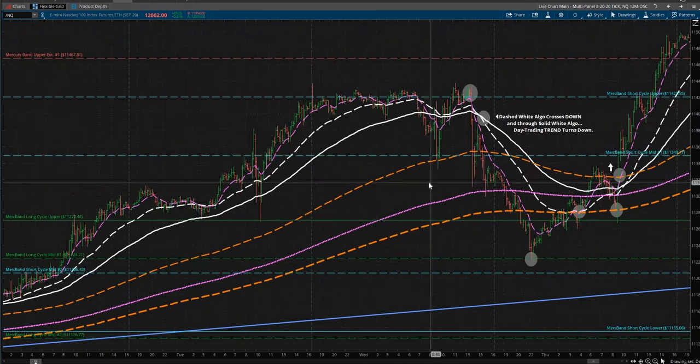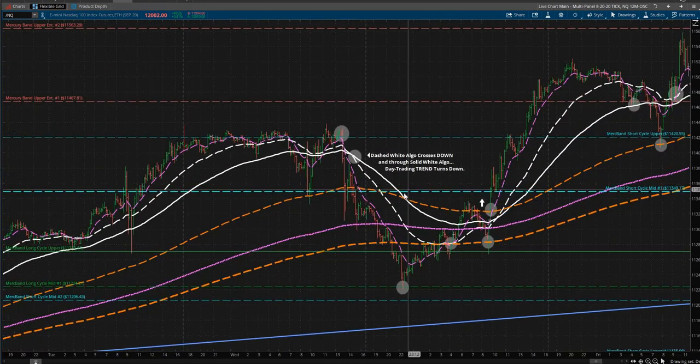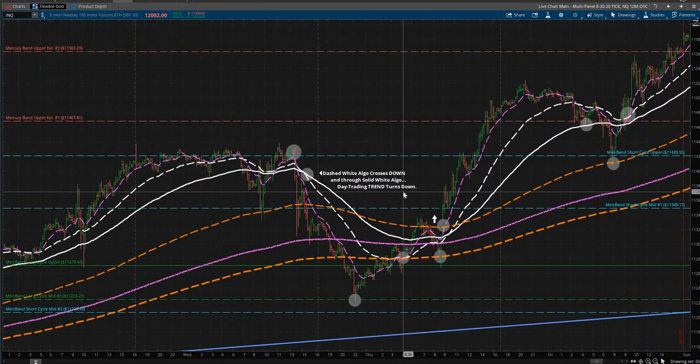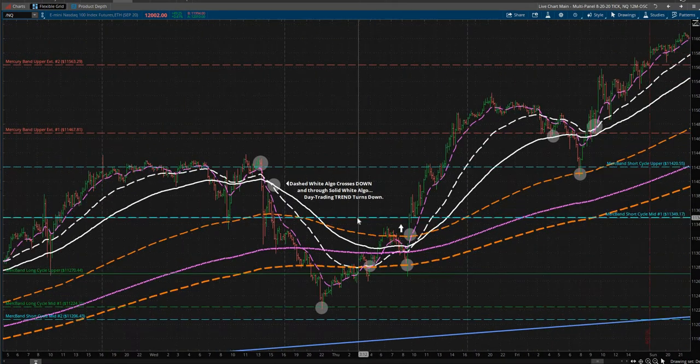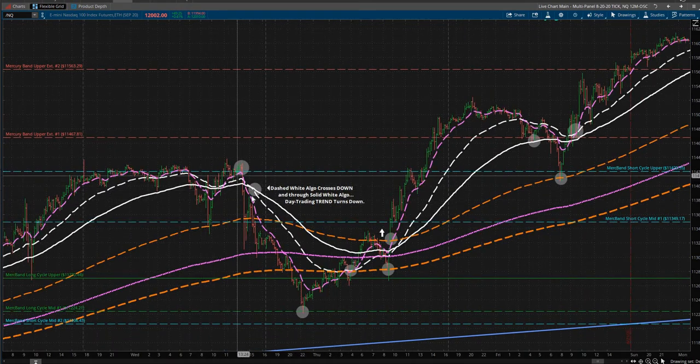Well, let's pull the chart back and we'll walk you through it. Now, there's three sets of algos here. There's actually a fourth. We'll talk about that in a minute. But the purple line is the fast algo. You see that moves the most. The orange lines are the slowest. Those are the primary trend algos.